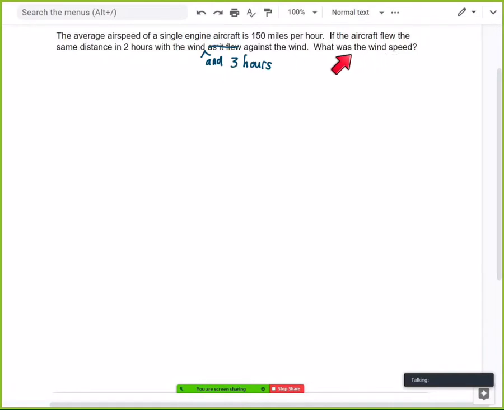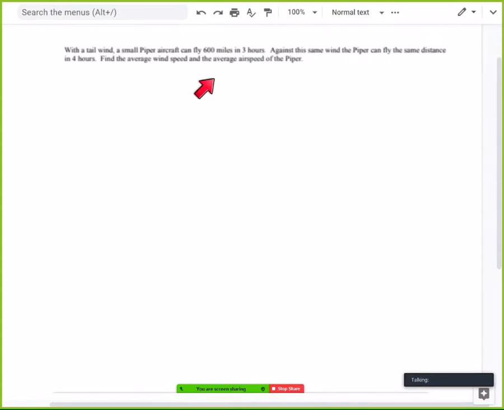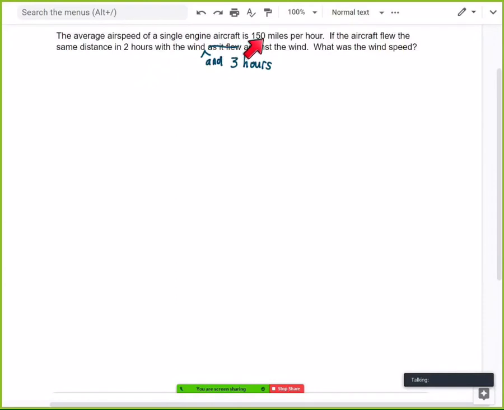Now here's why this is more interesting than the previous problem. I'm actually told the speed of the aircraft is 150 miles per hour. Recall earlier, I had to find the speed of the aircraft and the speed of the wind, but here it's telling me that the speed of the aircraft is 150 miles per hour. So that makes it a little bit trickier. The one thing about this that's a little bit tougher is it doesn't say anything about the other variable. You have to imply it here, specifically if the aircraft flew the same distance.